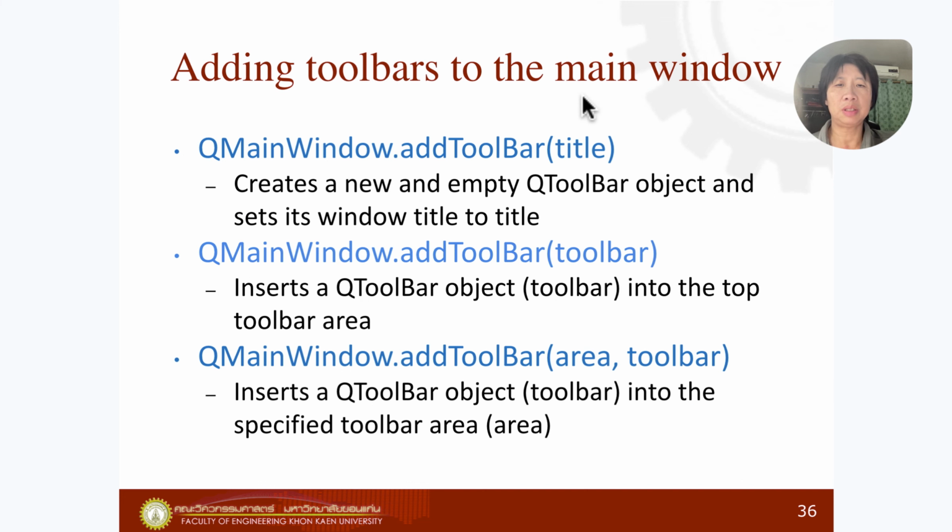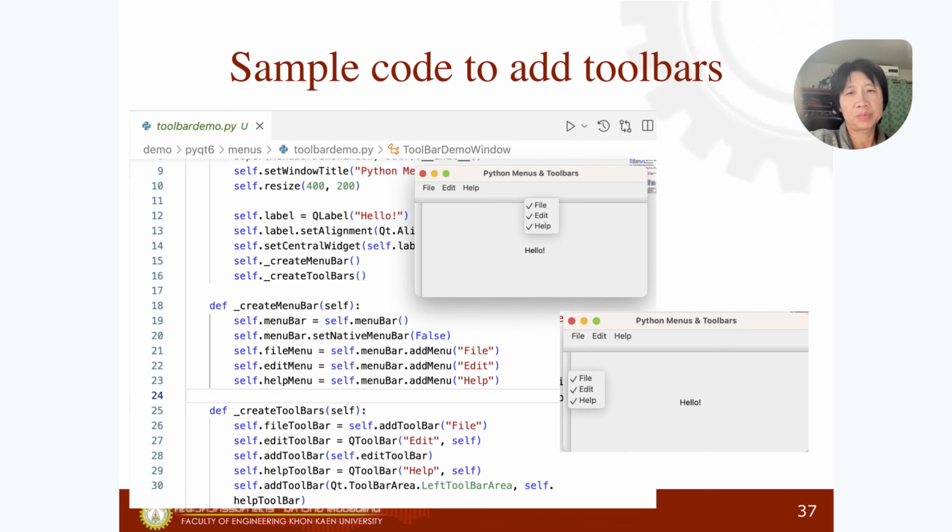And then next we add the toolbar in the main window by calling the addToolBar method. So here we create a new and empty toolbar object and set its window title. But if we already have a toolbar object, we can pass the toolbar object as the argument. This will insert a QToolBar object into the top toolbar area. Or we can call addToolBar with the area and the toolbar object. So this is the sample code to add a toolbar.